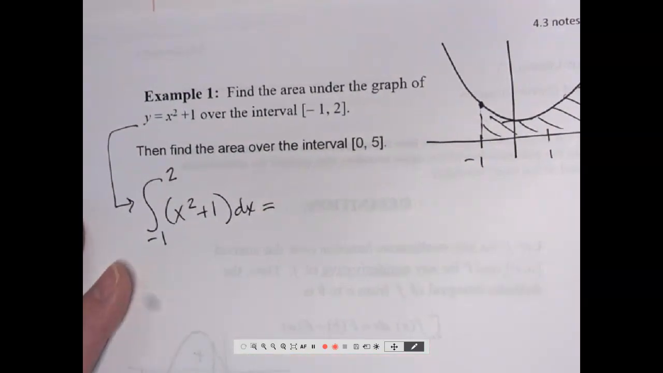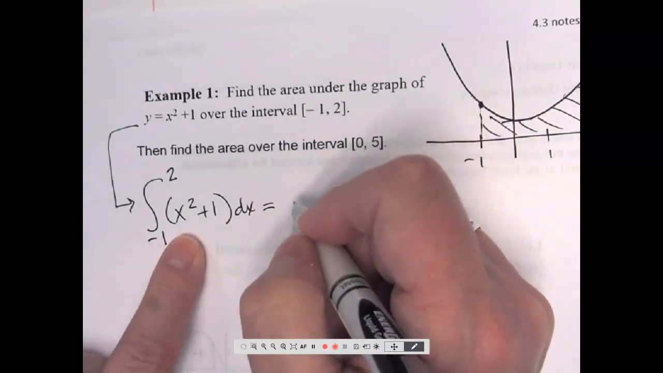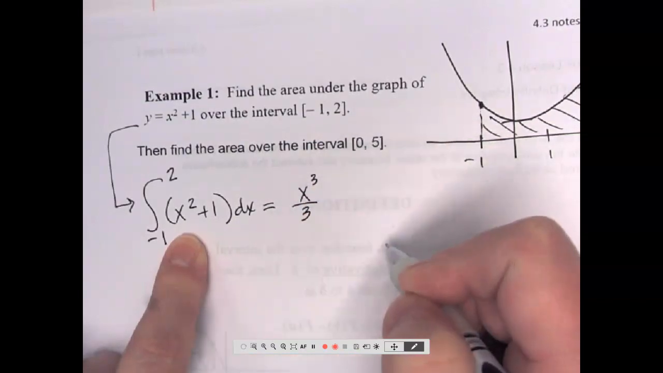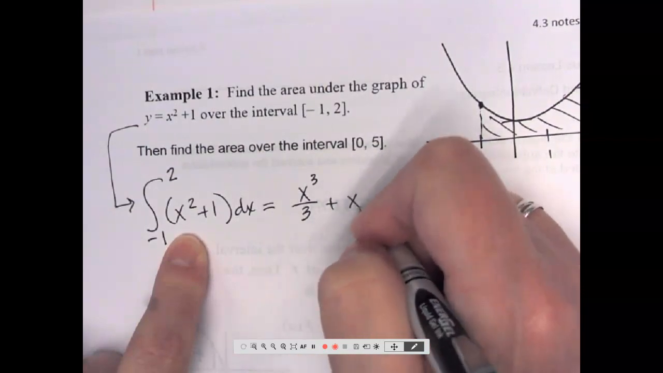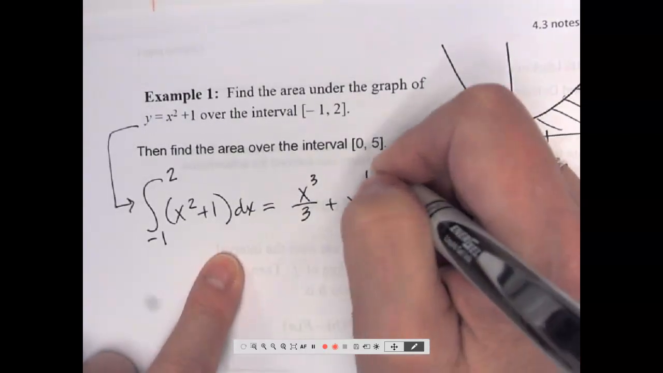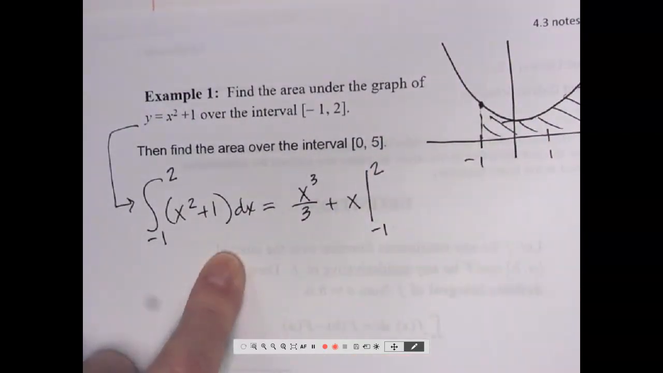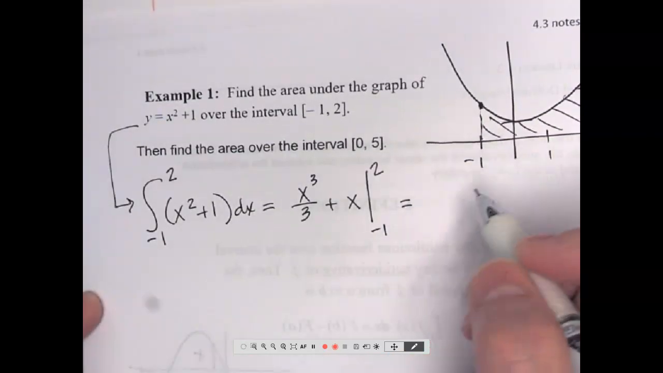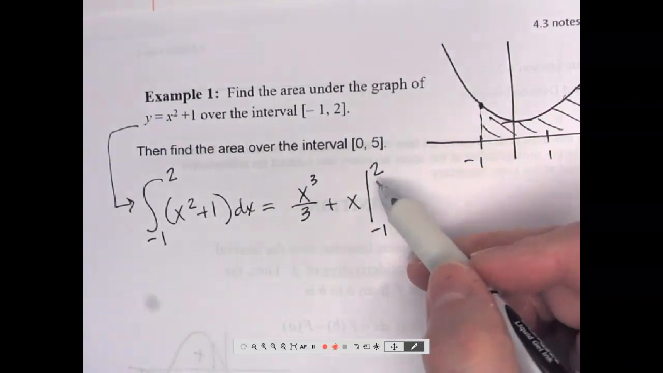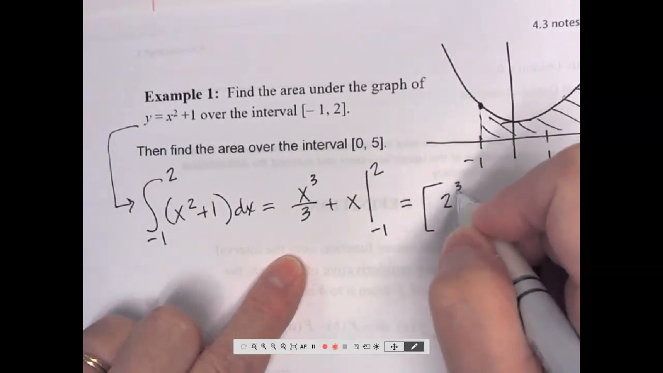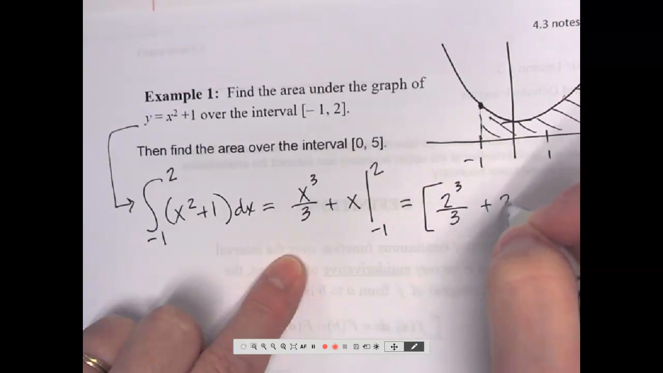Okay, but we're going to get this exact area not with little bitty rectangles. We're going to do the antiderivative. So antiderivative of x squared is x cubed over 3 plus x. And then we do this vertical bar, which means evaluated from -1 to 2. Okay. Sub in the first one, the highest one, the biggest one, the one on top. 2 cubed over 3 plus 2.